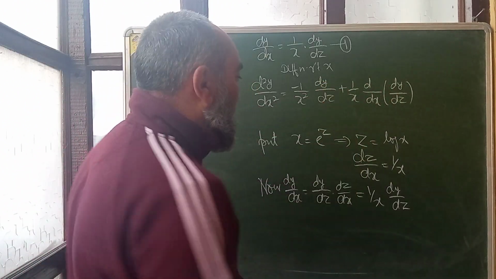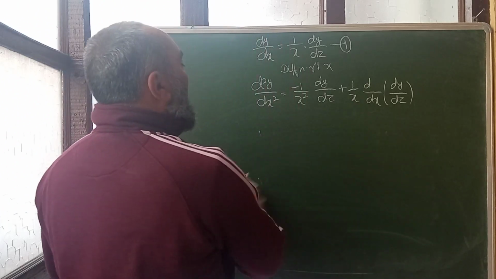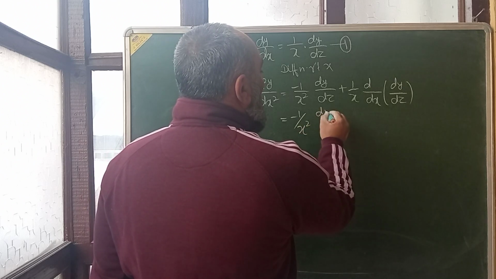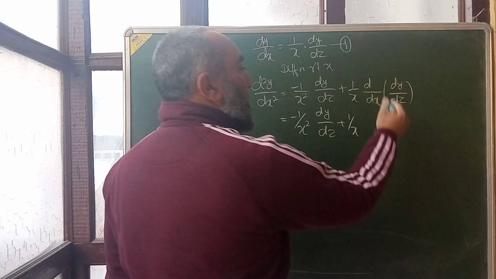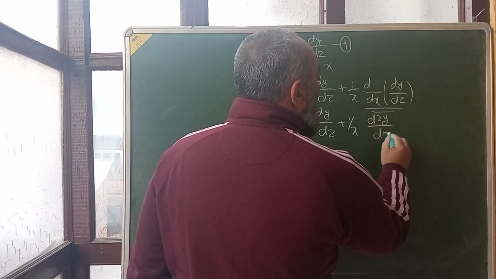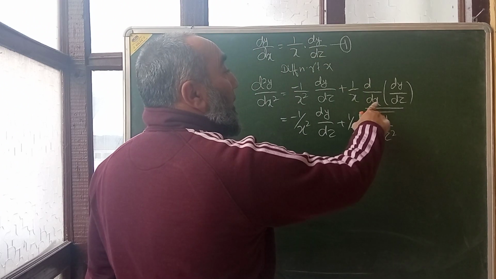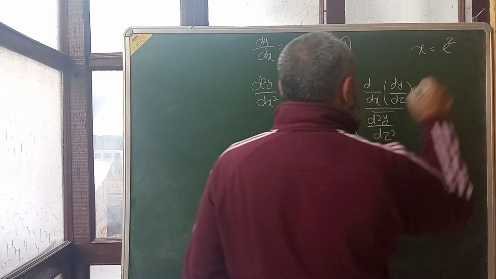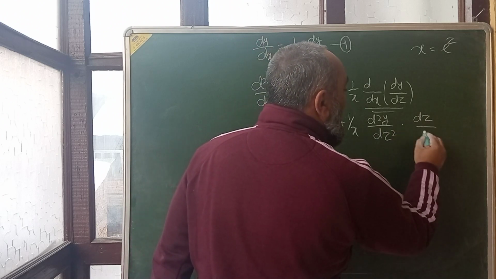Fine. Now this can be written as minus 1 by x square dy by dz plus 1 by x times d2y by dz2. I have to differentiate with respect to z, sorry, x. But x is a function of z. So I have differentiated with respect to z first, and then I will differentiate z with respect to x. Fine?